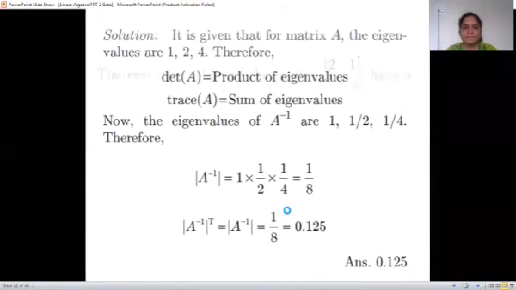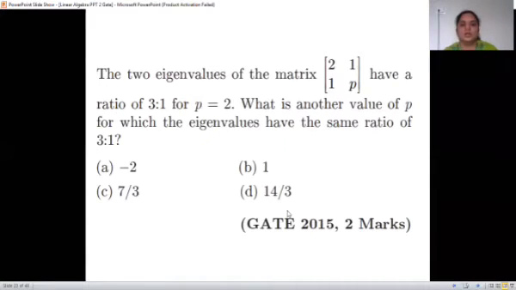Okay, we'll move ahead. Next question. The two eigenvalues of the matrix [2, 1; 1, p] have a ratio of 3:1 for p equal to 2. If we take p as 2, the ratio of the two eigenvalues is 3:1. Then what is another value of p for which the eigenvalues have the same ratio 3:1? So what should be the other value of p so that it will give the same ratio 3:1?